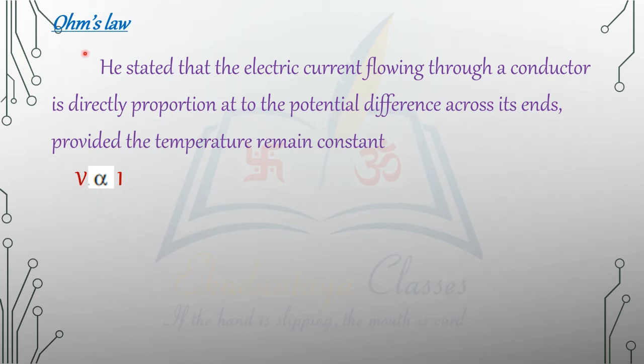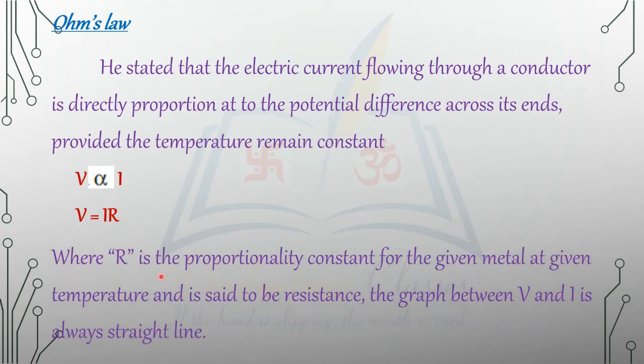In the previous slide we learned that the SI unit of electric potential difference is the volt. Here the potential difference V is proportional to I, so V = IR, where R is the proportionality constant for a given metal at a given temperature, and it is said to be the resistance.